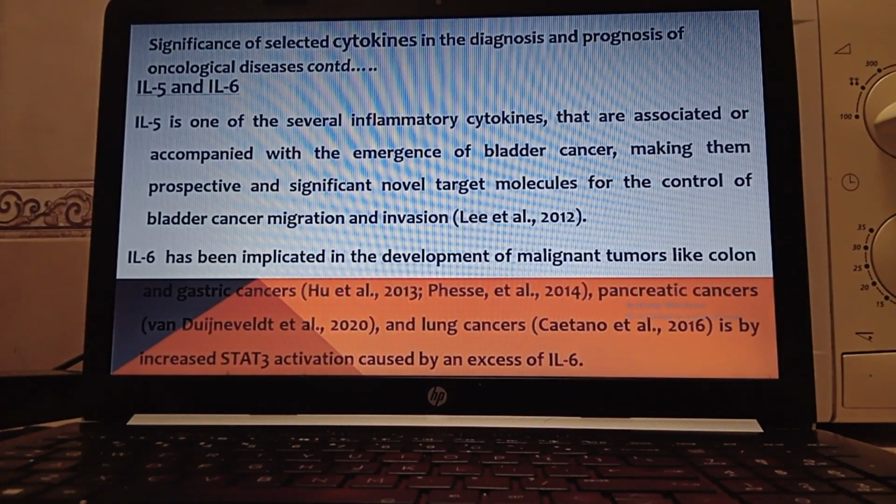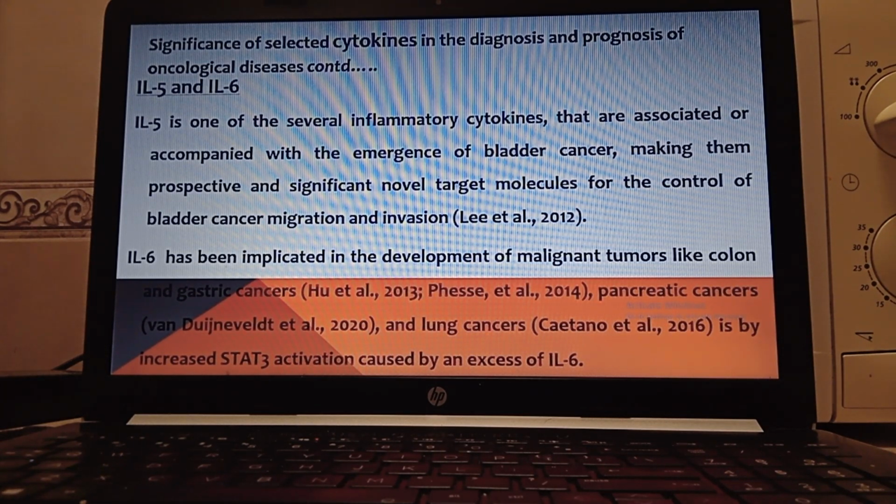Interleukin 5 and interleukin 6. Interleukin 5 is one of the several inflammatory cytokines that are associated with the emergence of bladder cancer, making them prospective and significant novel target molecules for the control of bladder cancer migration and invasion. While interleukin 6 has been implicated in the development of malignant tumors like colon, gastric, pancreatic, and lung cancers. This is by the action of increased STAT3, and STAT3's activation is caused by excessive production of interleukin 6.